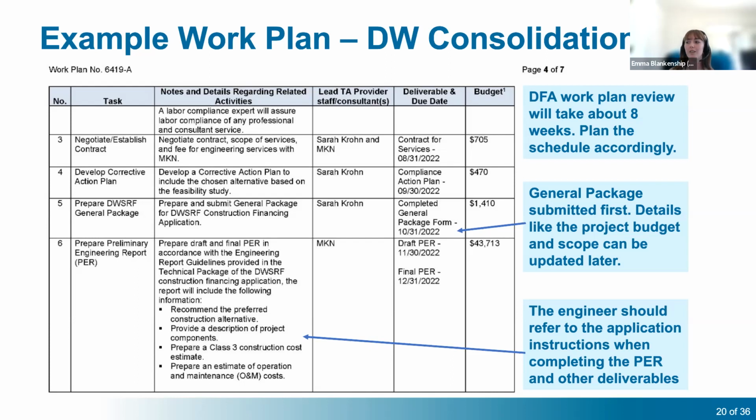Also, the general package in this work plan, they have that task submitted first, as we said, so that we can get a PM assigned ASAP. And then the PER and the engineer who's working on that should refer to those application instructions that we mentioned previously. Also, I just want to make a quick note that the DFA work plan review is expected to take about 8 weeks. So when you're laying out this schedule and all these due dates, you should keep that in mind when you're putting this together.